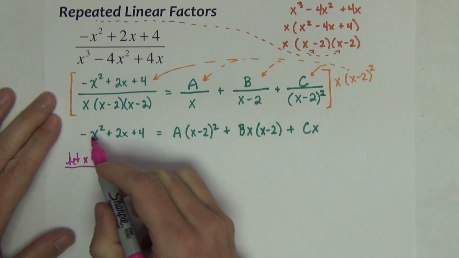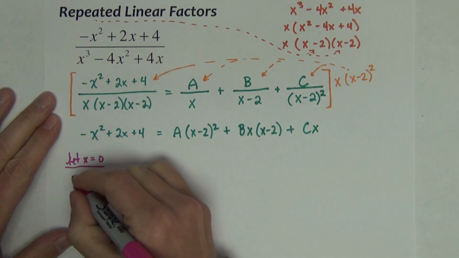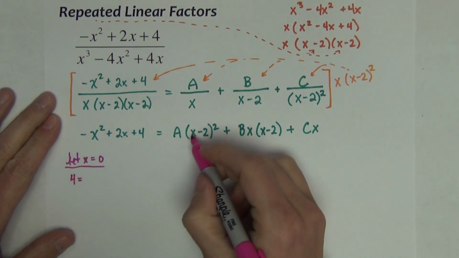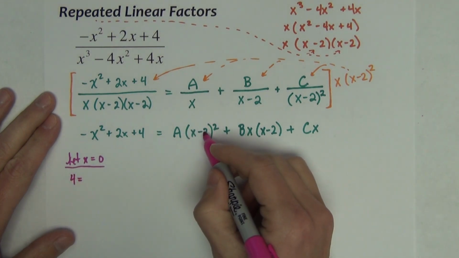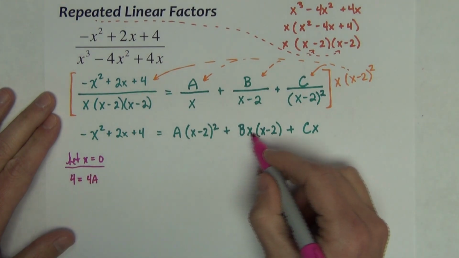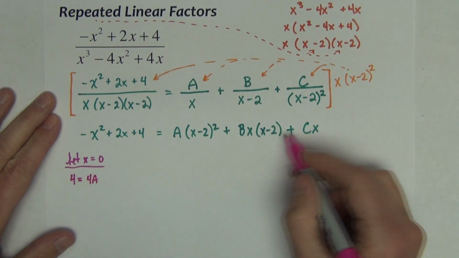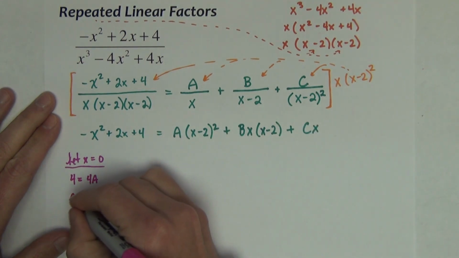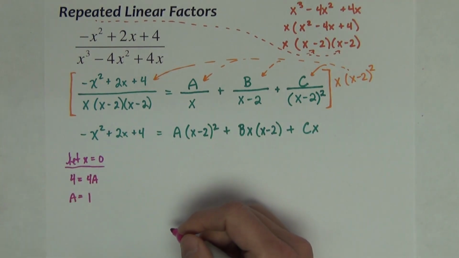Alright, so we're going to plug 0 in for these x's on the left. I get just 4. Plug 0 right here. 0 minus 2, quantity squared is 4, so we get 4a. These terms we've already mentioned are out. They're going to be zeroed out. So that gives us a constant of a equals 1. Piece of cake.